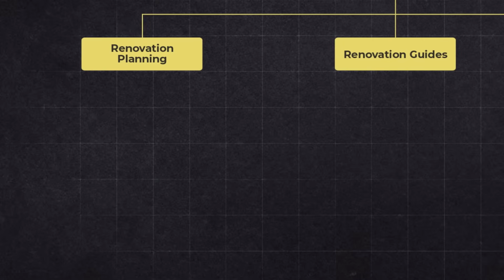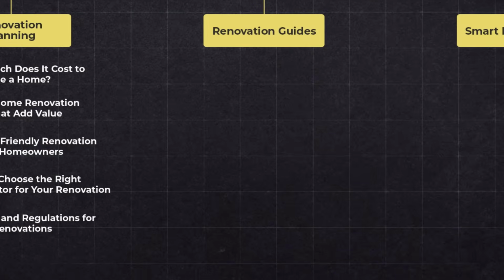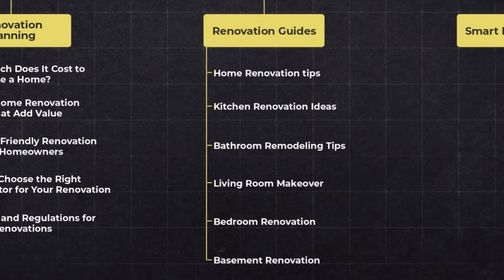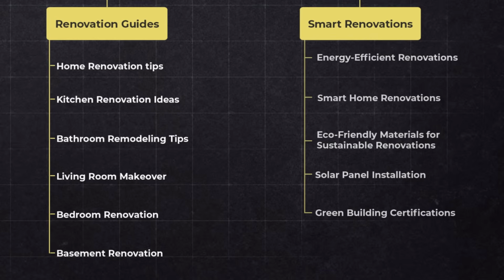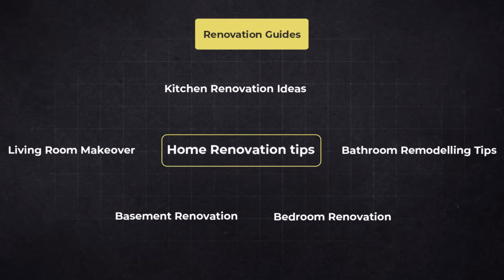For example, for renovation planning, we have these keywords. For renovation guides, we have these keywords. And for smart renovation, we have these keywords. In each of the categories, you want to have one or more pages that other pages can logically place internal links to. And this page can logically link to other pages as well.